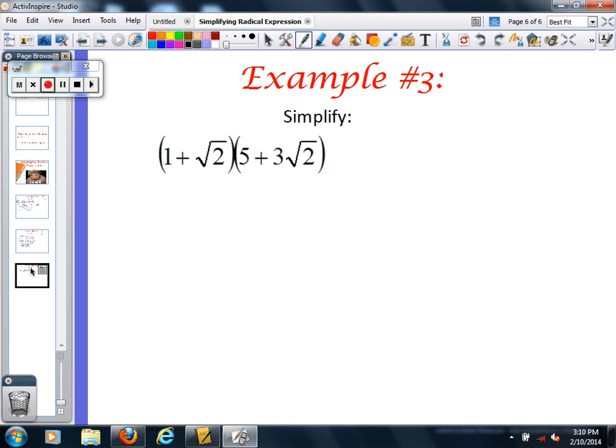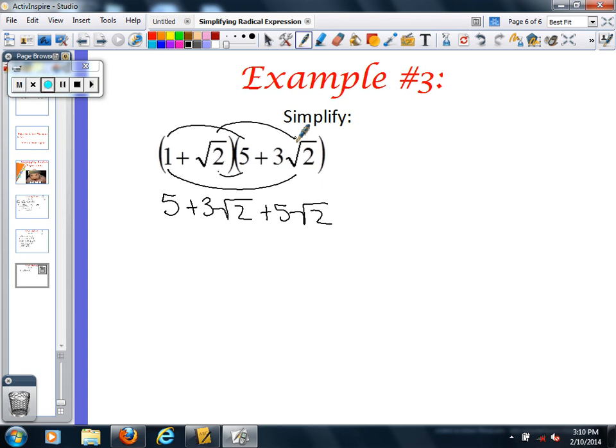So now let's do multiplication. You can use the box method or you can use FOIL. It's up to you either way. This would work with the area method or with the FOIL method. So 1 times 5 is 5. The last one is plus 3 radical 2. This one is going to be plus 5 radical 2.